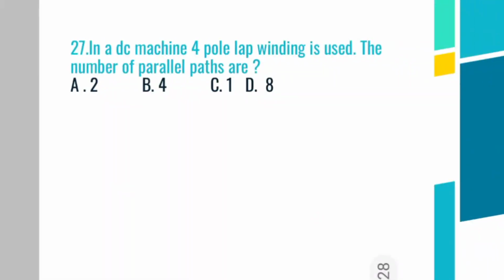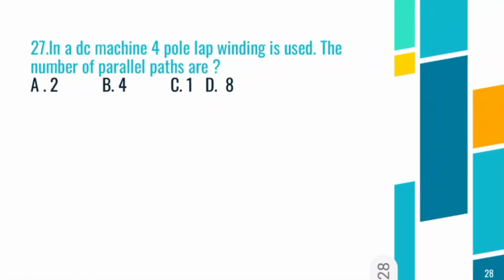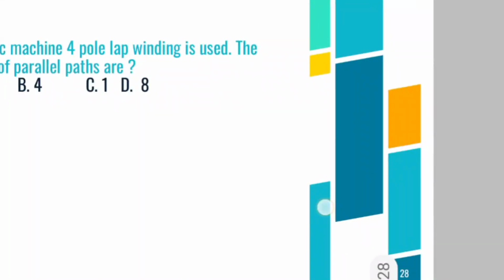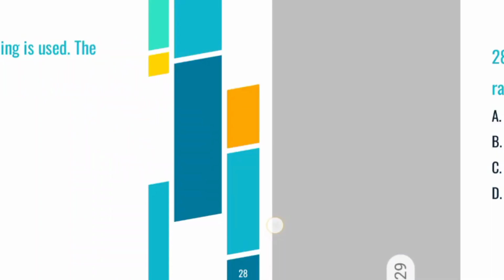In a DC machine, a 4-pole lap winding is used. The number of parallel paths are: A, 2; B, 4; C, 1; D, 8. The number of poles is 4. In lap winding, the number of parallel paths A equals the number of poles P, hence A equals P. So the number of parallel paths also equals the number of poles, hence it is 4. The answer is B.